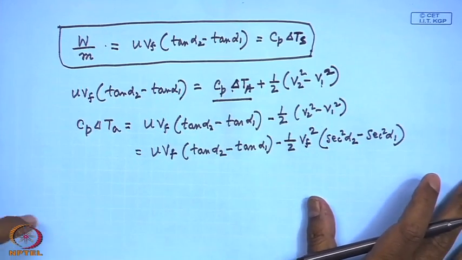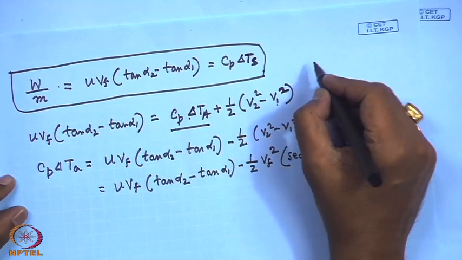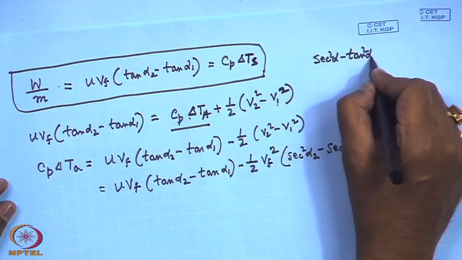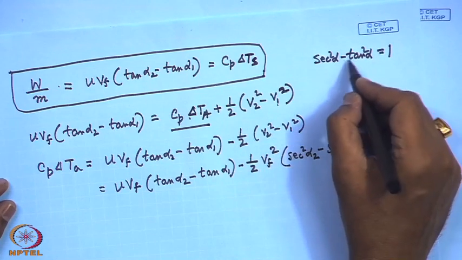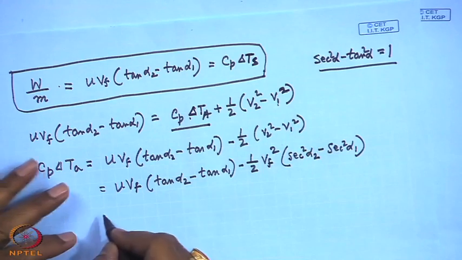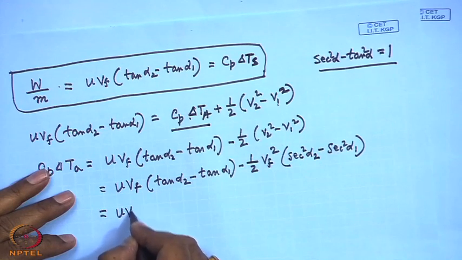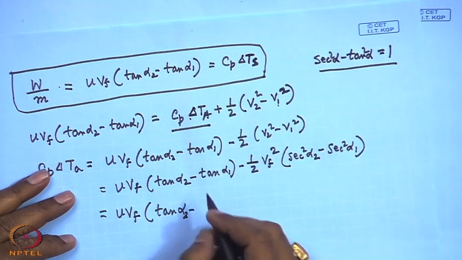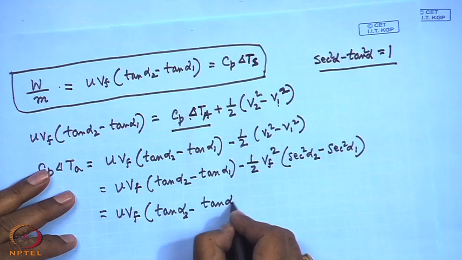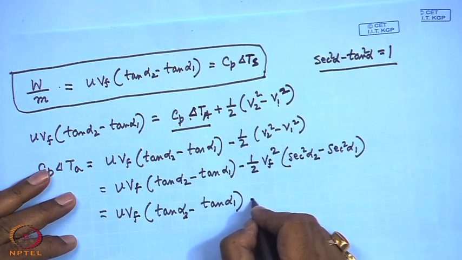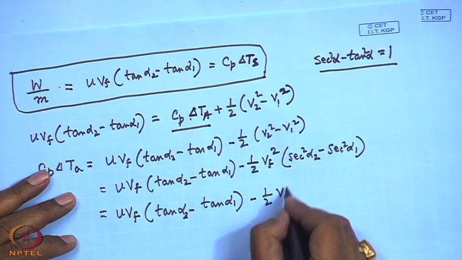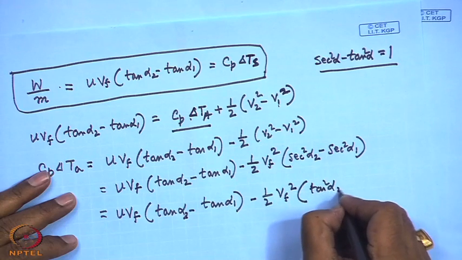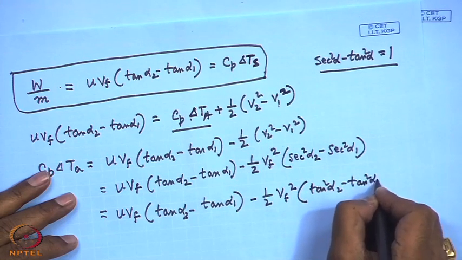Now, you know again from the trigonometric relationship that sec square alpha minus tan square alpha equals 1. That relationship you know at the school level. So, therefore, if you use that, this becomes U Vf (tan alpha 2 minus tan alpha 1) minus half Vf square (tan square alpha 2 minus tan square alpha 1).